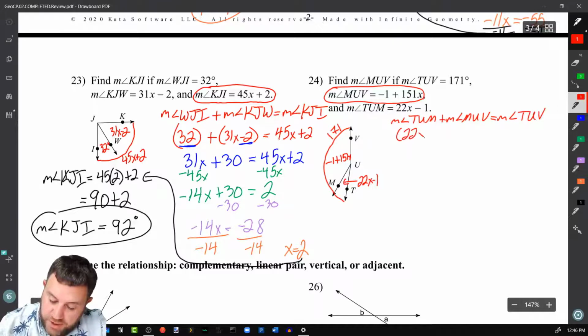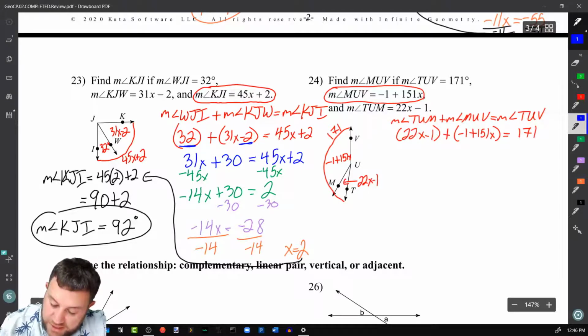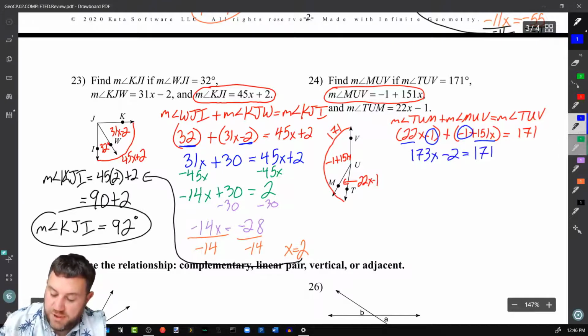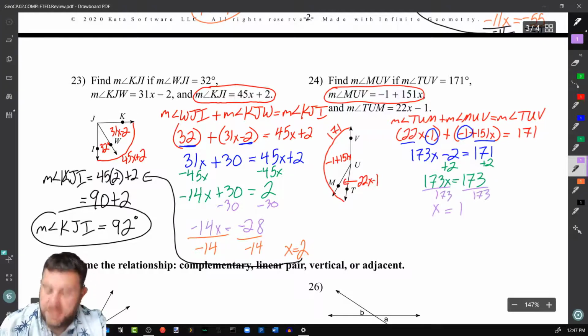That'll be 22x minus 1 plus negative 1 plus 151x equals 171. Combine like terms. We've got some x's to put together. We've also got some constants to put together. So this will give us 173x minus 2 equals 171. We'll add 2 to both sides, so 173x equals 173. Divide by 173, so x equals 1.